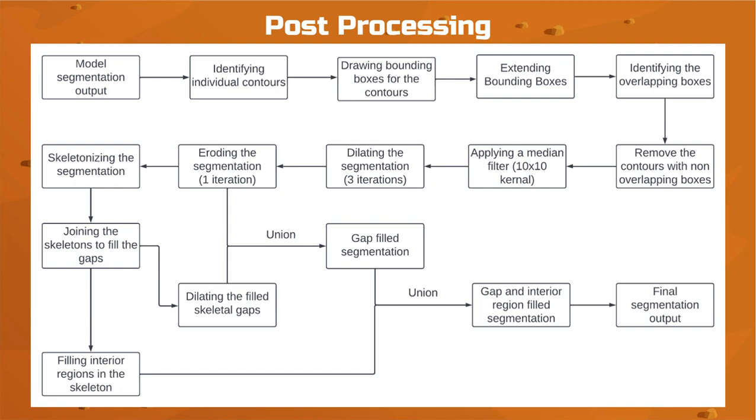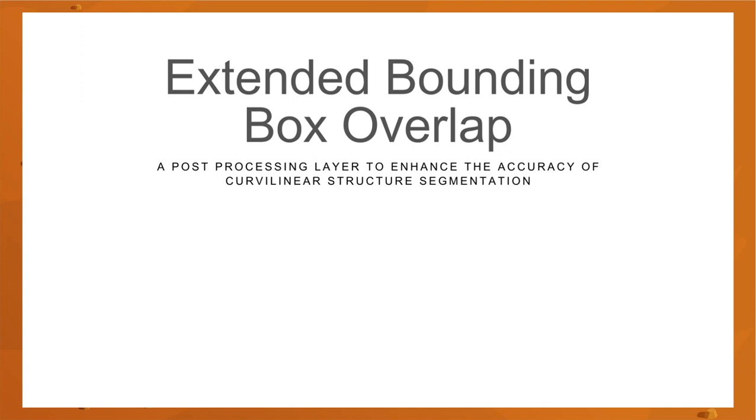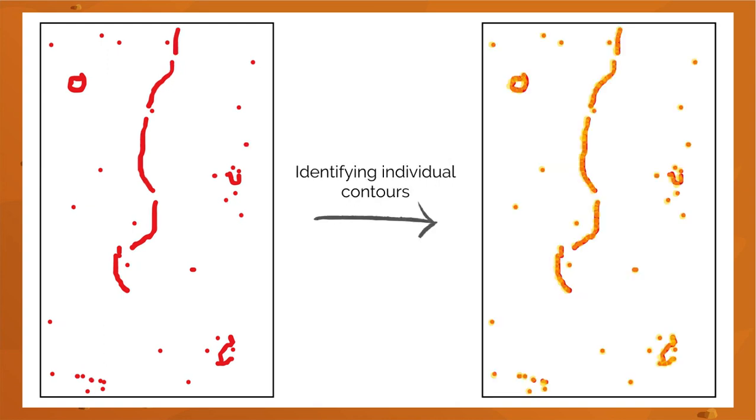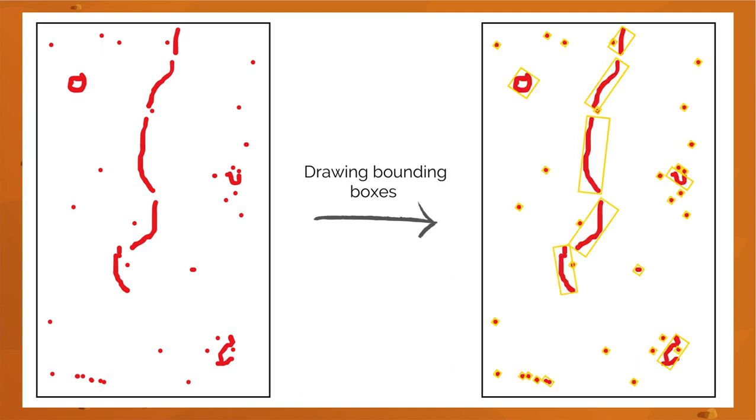Our post-processing layer consists of three main parts: the extended bounding box overlap layer, the gap-filling layer, and the interior region filling layer. Let's first look at how the extended bounding box overlap approach works. This is done to minimize the number of false positives in the segmentation output by leveraging the curvilinear and continuous structure of inverted channels.